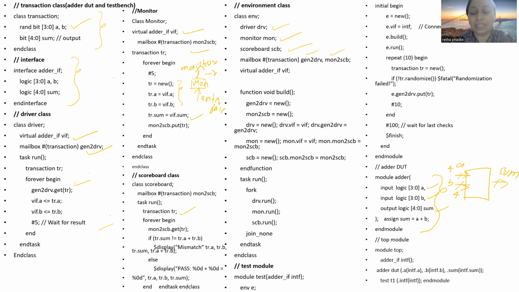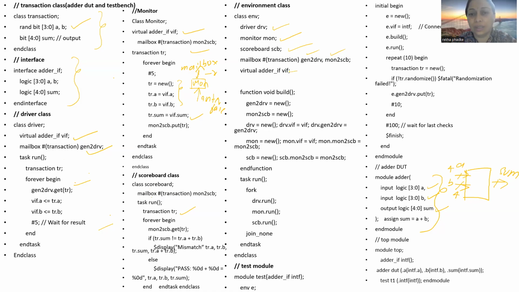So gen to drv is new. That is, the mailbox has been instantiated. So I allocate space for that mailbox. Then mon to scb, one more mailbox, is also allocated with memory. Then we have the driver allocated with memory, the monitor allocated with memory, and the scoreboard allocated with memory. And we are also connecting the virtual interface to the static interface, that is, dynamic to static interface. We are making these connections. So drv.vif is getting connected to vif, right?